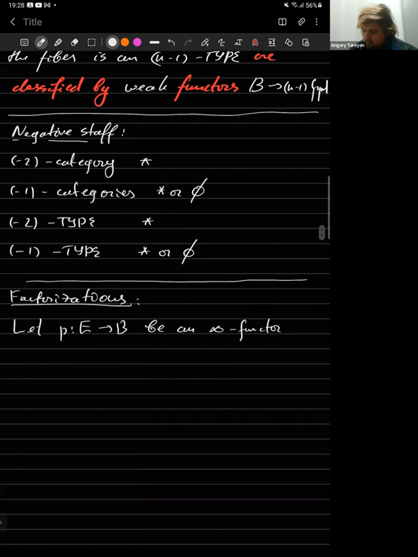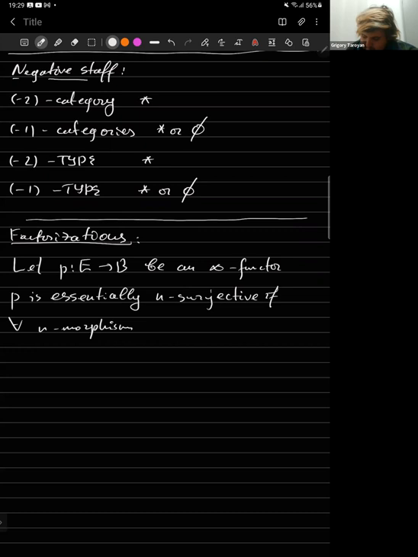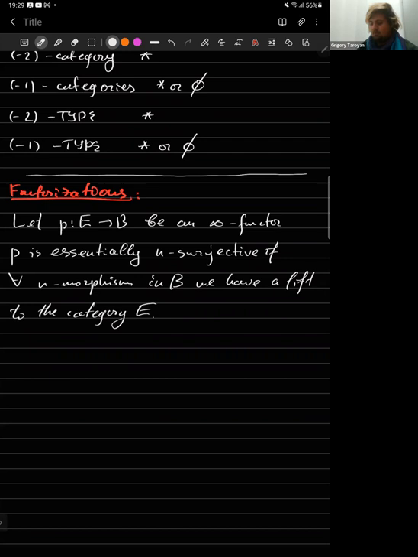So E is essentially n surjective if for any n morphism in B we have a lift to the category E. So, of course, here the word essentially and our philosophy implies that we actually do this up to equivalence. So we do not necessarily have strict lift, or the word any means that any up to equivalence.